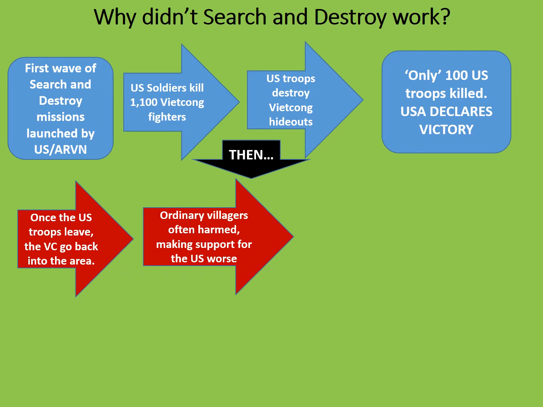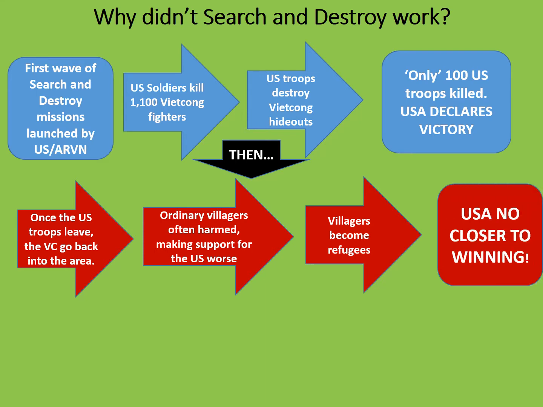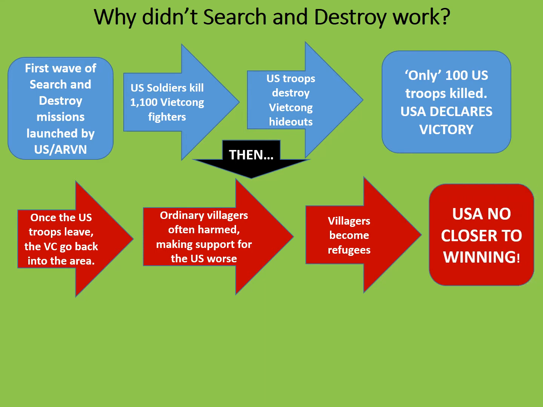Ordinary villagers were often harmed, which made support for the US and the South Vietnamese government even worse than it had been before. The villagers often became refugees as a result of the destruction of these raids or being deliberately displaced by American forces. This means that the USA was actually no closer to winning. Not only that, villagers who might have been harmed by these operations might consider joining the Viet Cong later, meaning that it was actually a very useful recruiting tool for the Viet Cong.